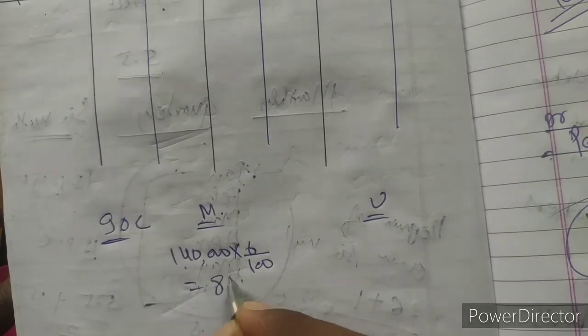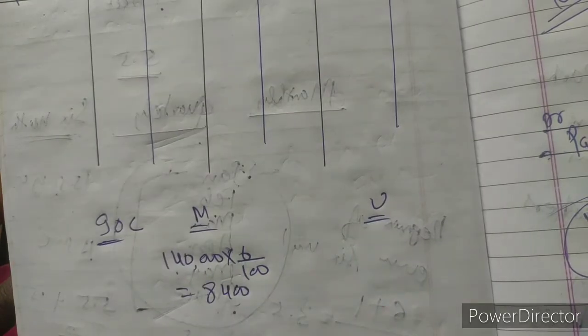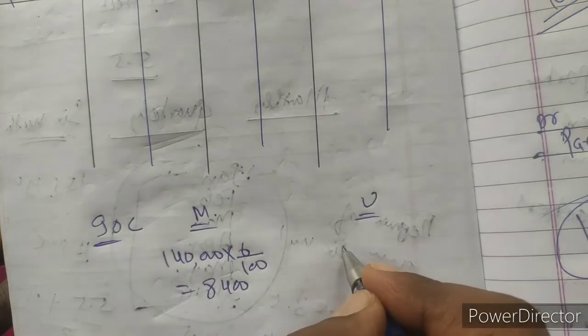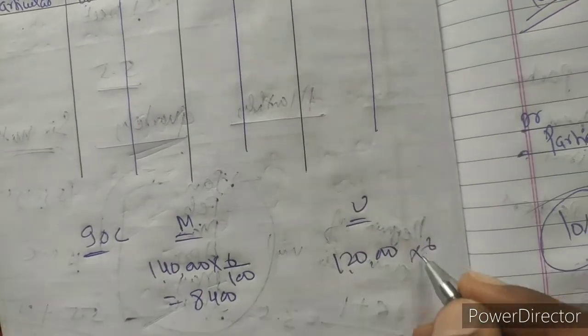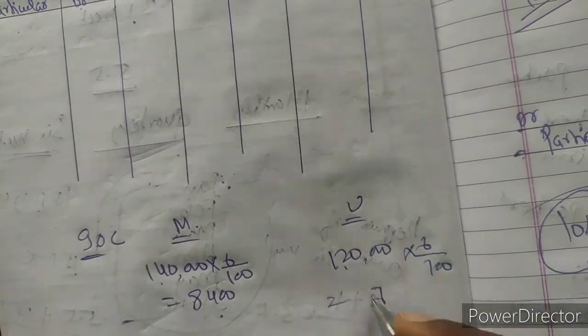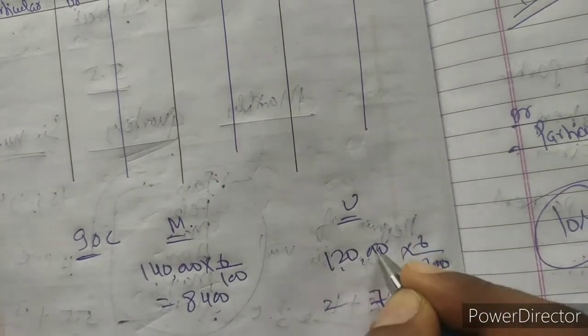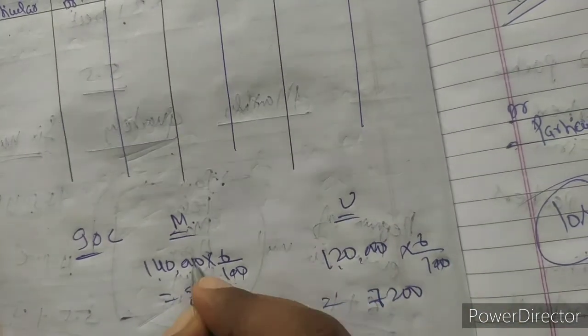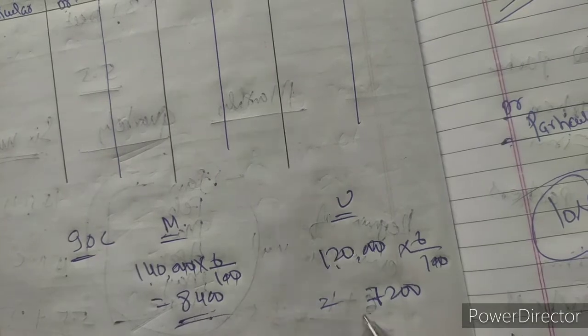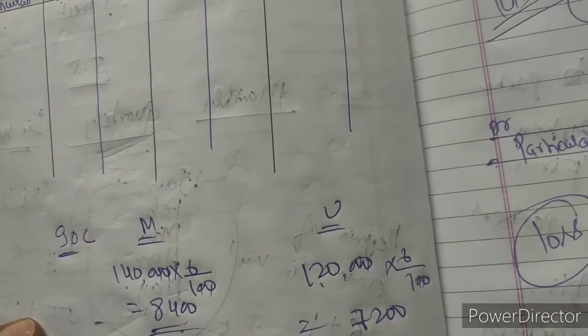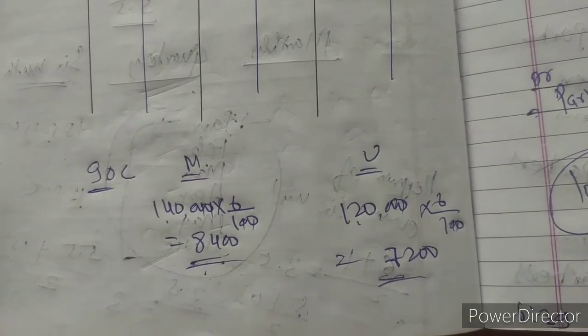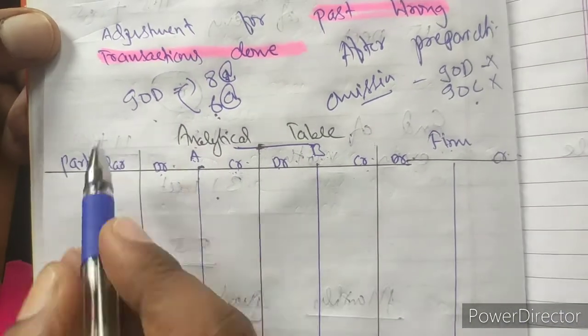So her interest will be 8,400. When we calculate for Usha, 1,20,000 was Usha's capital at 6%. So this will be 7,200. This 8,400 and 7,200 over here. The total is 15,600. Interest on capital is clear. How is it calculated? Interest on capital for the whole year, because it is contributed for the whole year. So let us give the interest on capital first.